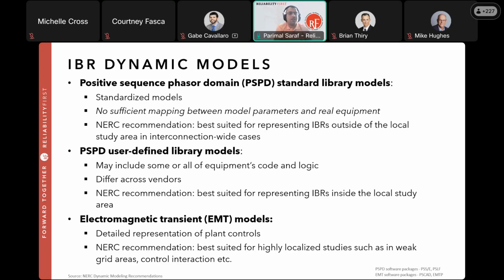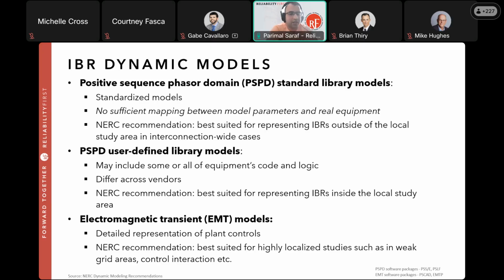And the NERC recommendation is that these are best suited for representing IBRs inside a local study area, which means if you're running a study in your footprint or in your TO footprint, you use these models to represent the IBRs in your footprint, and then for the remaining area, you use the standard library models.